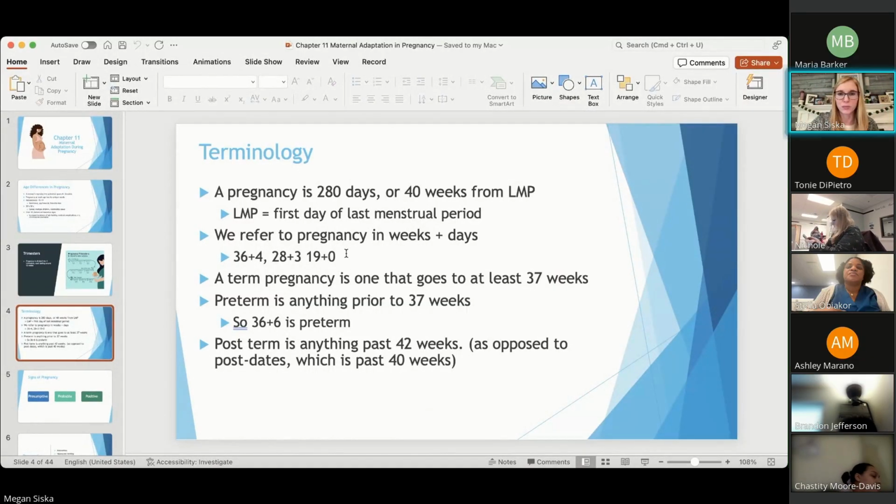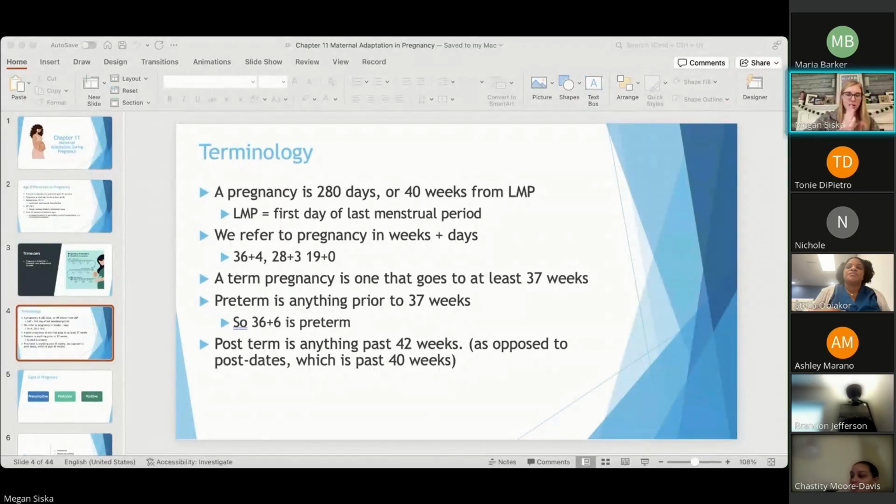So once again, we refer to pregnancy in weeks plus days. It's typically written out like this: 36 plus 4 means 36 weeks and 4 days. 28 plus 3 is 28 weeks and 3 days. 19 weeks and 0 days. So we really do go down to the day. A term pregnancy is considered one that goes to at least 37 weeks. So once the clock strikes midnight and you are 37 weeks and 0 days, you are now term. Anything before that is a preterm pregnancy or preterm delivery, if you do deliver.